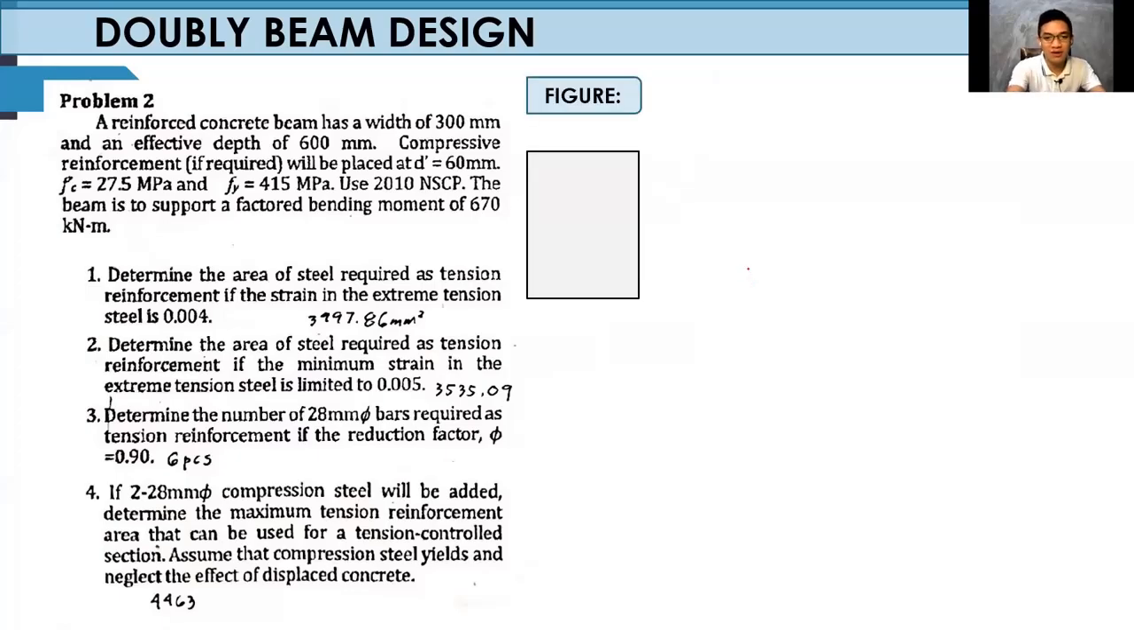So here we have our figure. Lagay lang po natin na yung width niya is 300 millimeters. Ayan. And then, binigyan din tayo ng effective depth, which is 600 millimeters. So for example, dyan na-locate yung center of gravity ng ating area ng steel na nasa ibaba. So that is our effective depth. Ayan. Okay, so lagyan lang natin ng example. Hindi natin alam kung ilang bars, so let us just assume na 3.